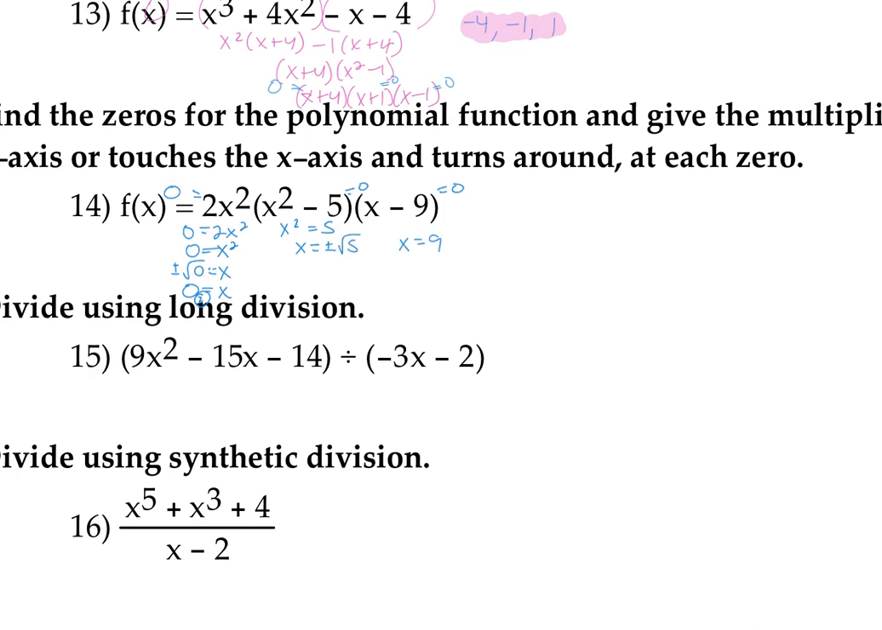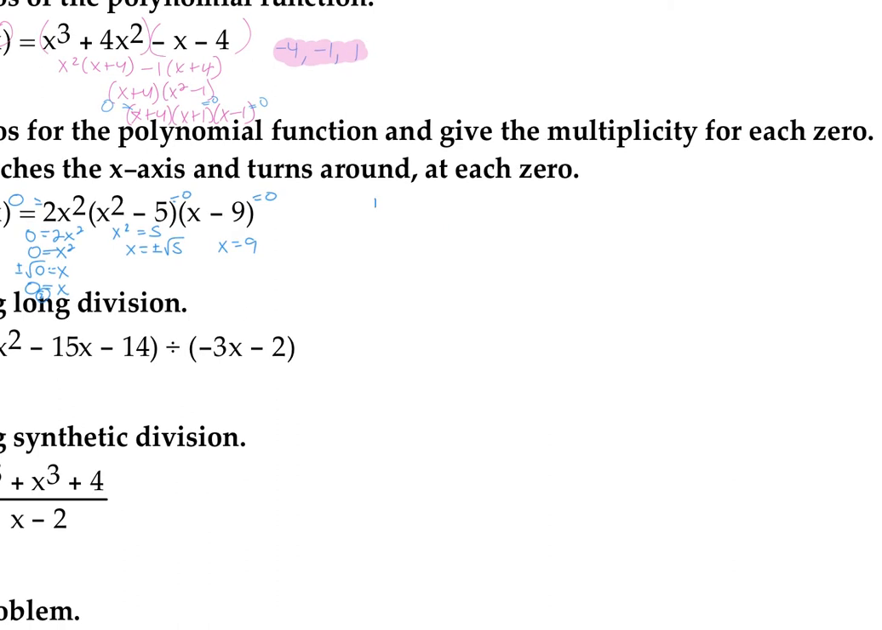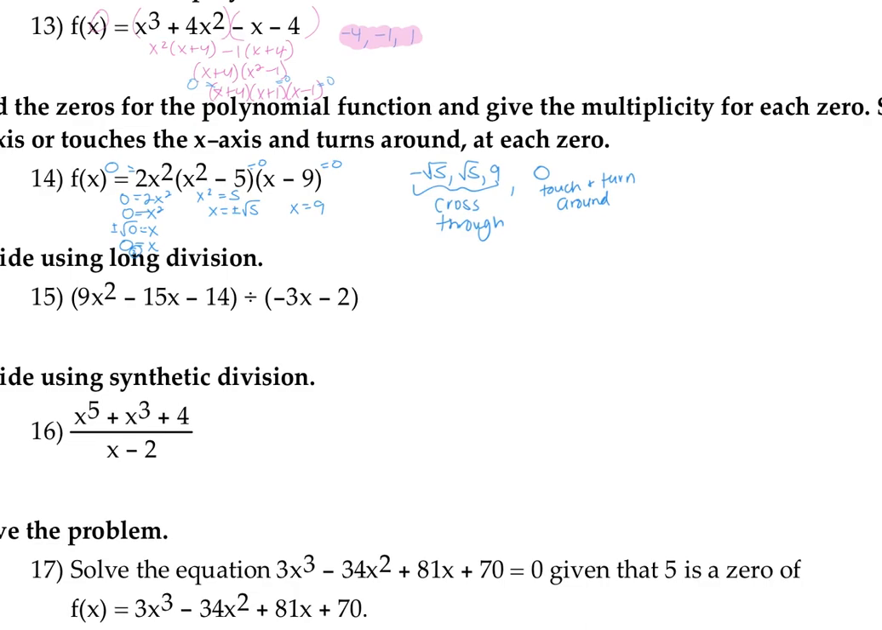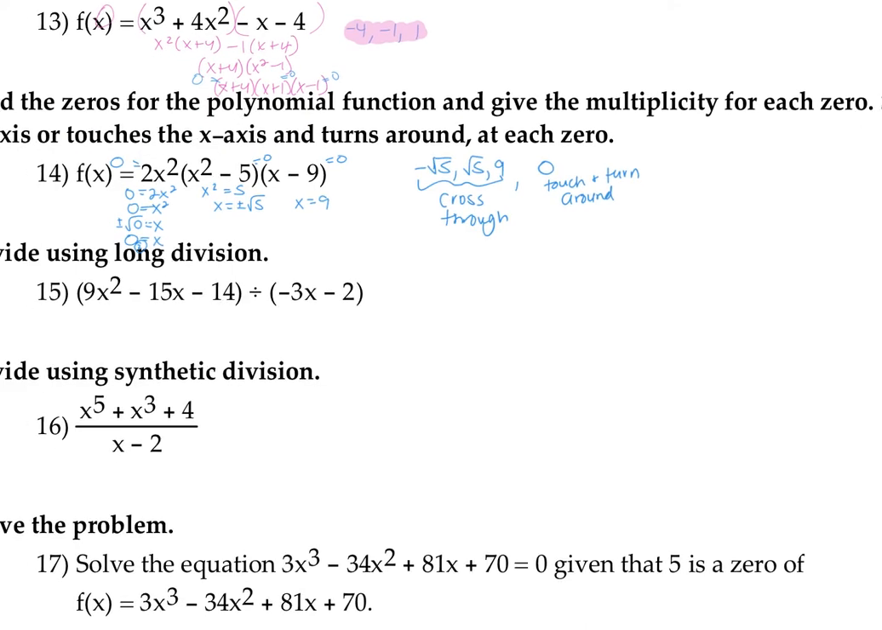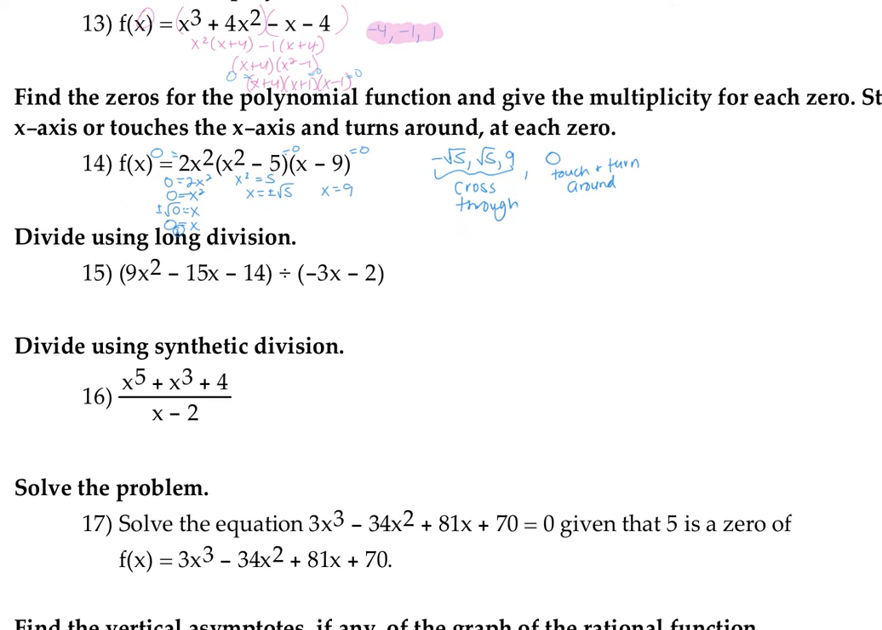And then I get x equals 9. So at plus and, well, let's separate it out. At negative root 5, it's going to cross through. Positive root 5, it's going to cross through. At 9, it's going to cross through. But at 0, it's going to touch and turn around. So an even multiplicity bounces or touches and turns around. Odd multiplicity crosses through.